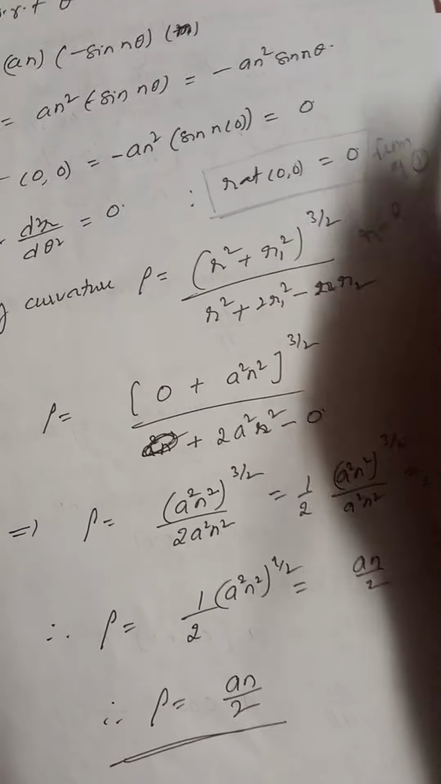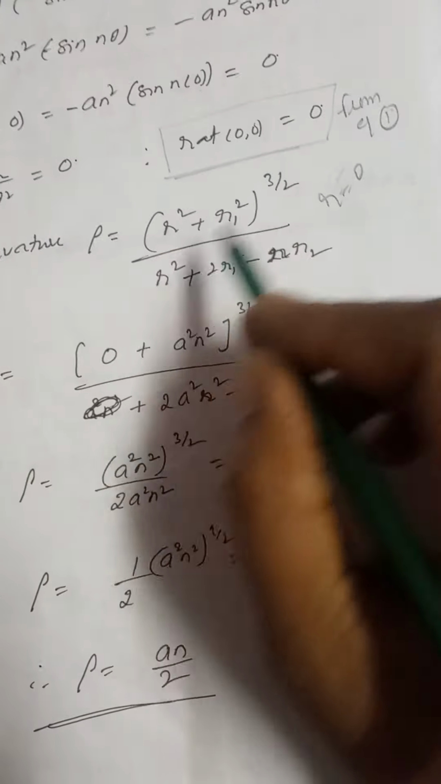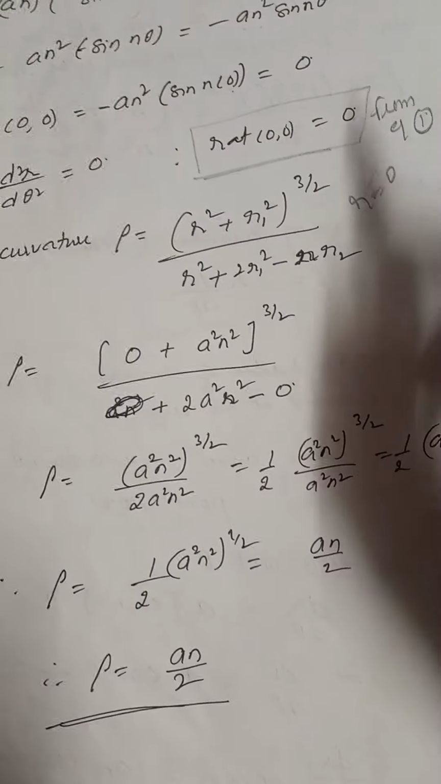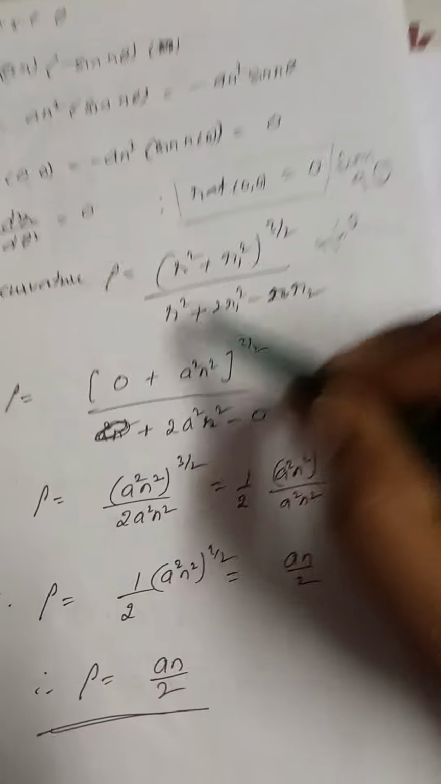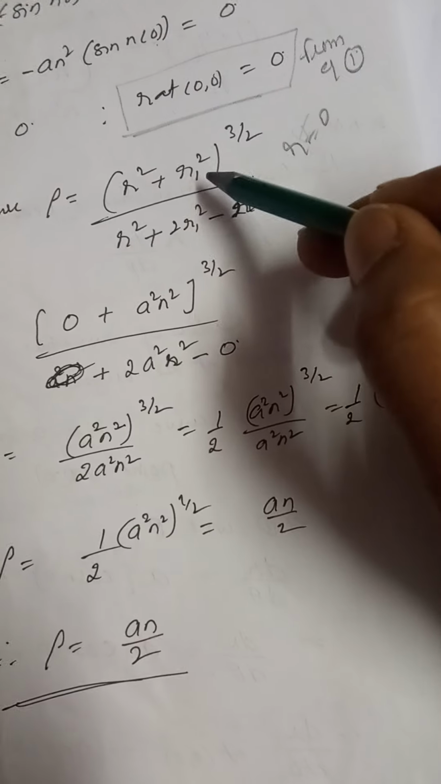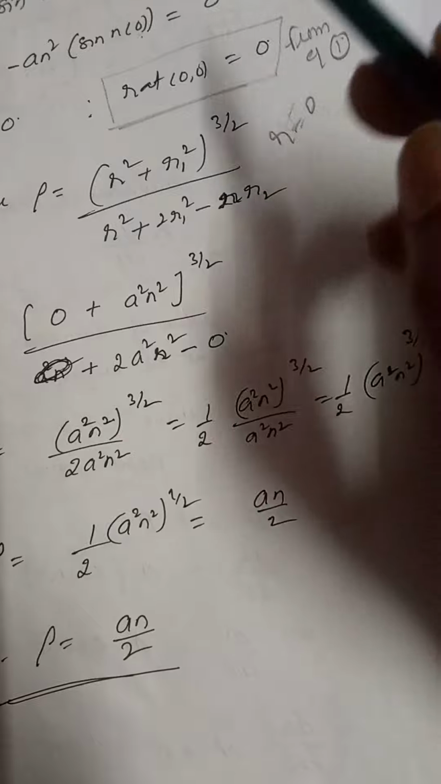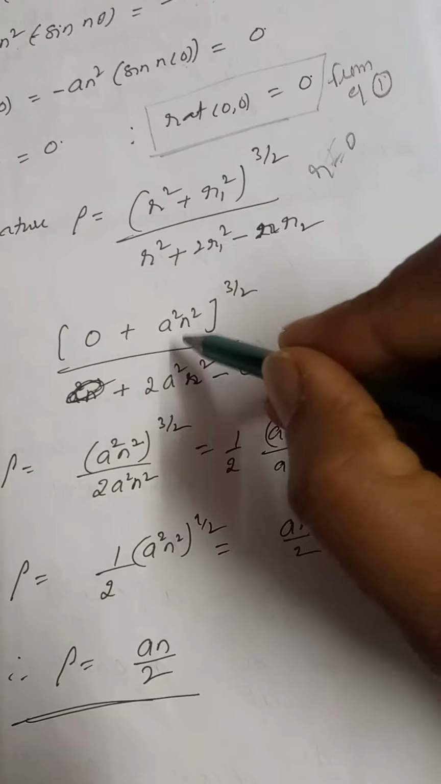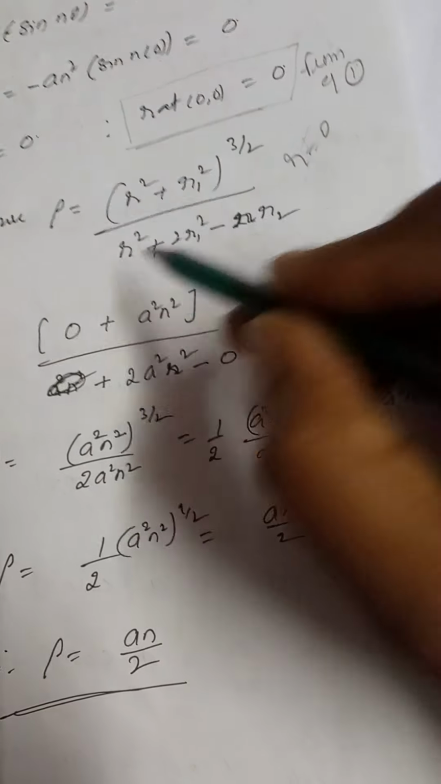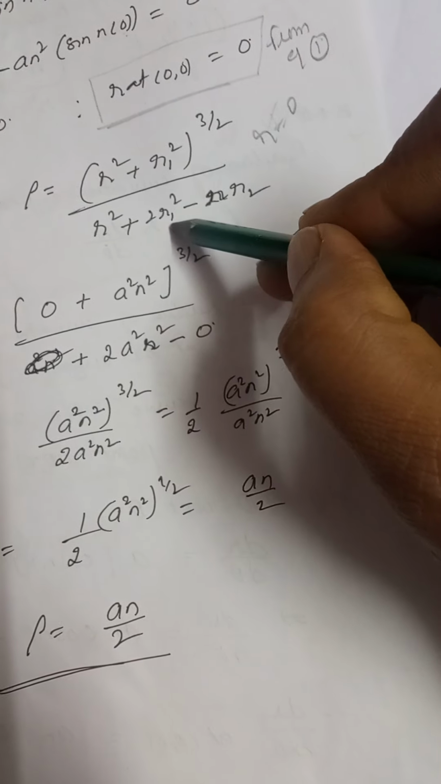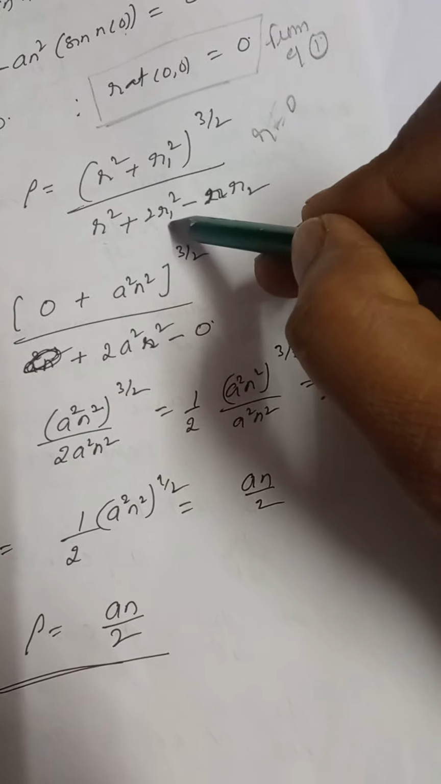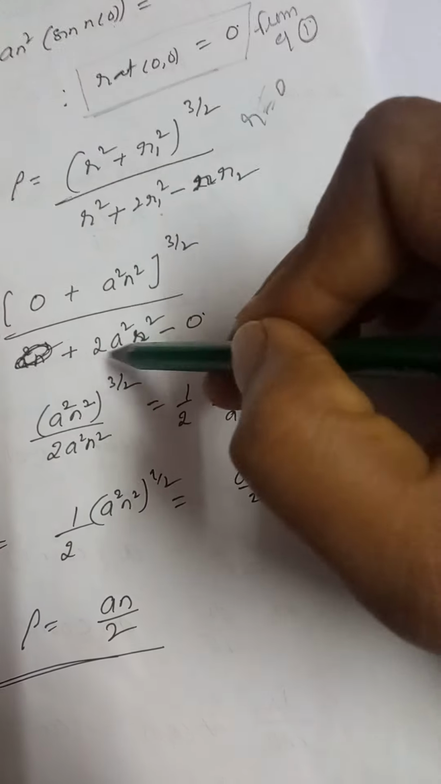Now the radius of curvature is given by this formula. Simply substitute those values. Rho is equal to r value is 0, 0 square is 0. What is the r1 value? a n whole square means a square n square, whole to the power of 3 by 2. r value is 0. r1 is a n, so 2 into this square means a square n square.